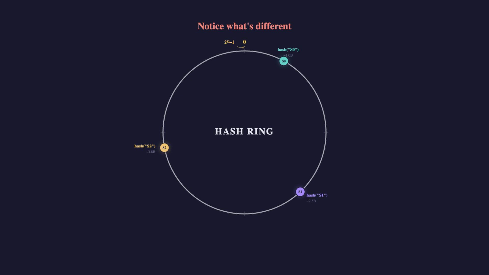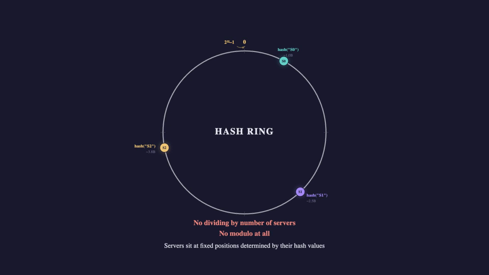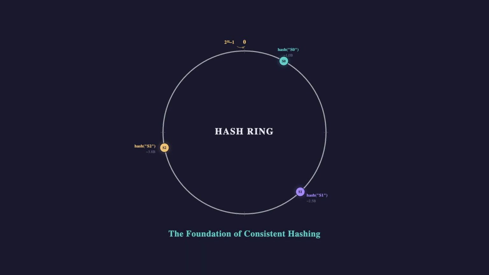Notice what's different. We're not dividing by the number of servers. We're not using modulo at all. We're just placing servers at fixed positions determined by their hash values. The ring doesn't change when servers come and go. The positions are absolute, not relative. This is the foundation of consistent hashing. The hash space is a fixed circle, and servers are simply points placed upon it.